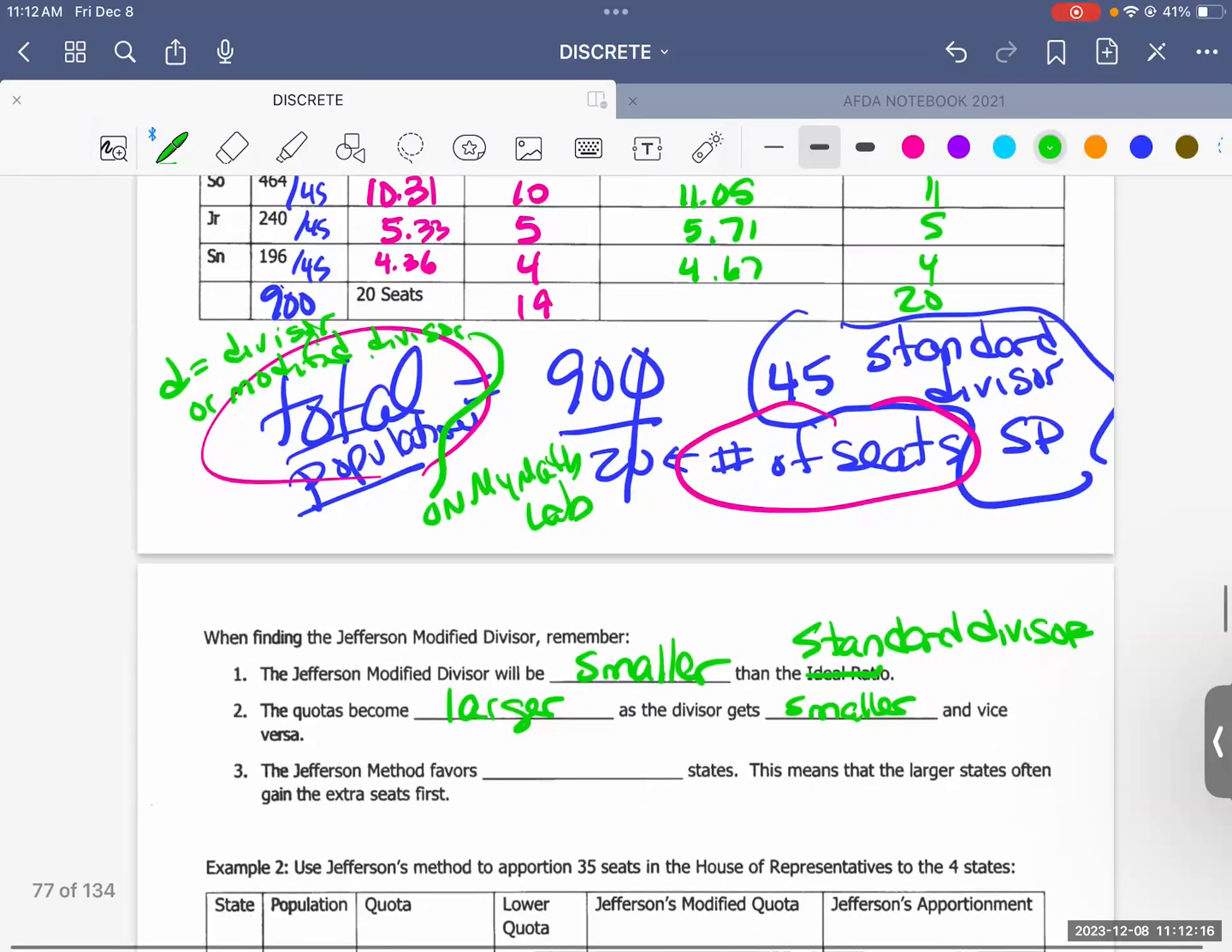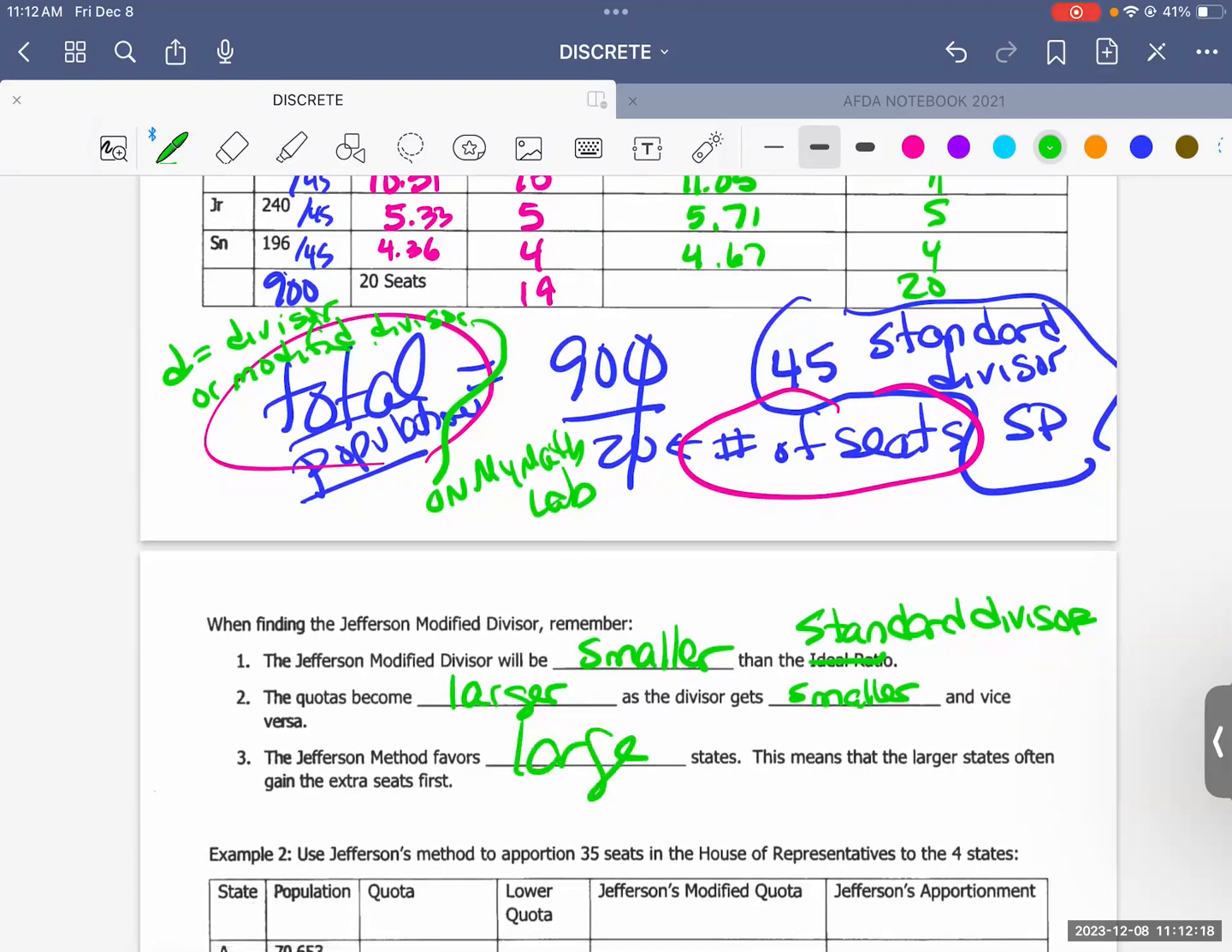The Jefferson method favors large states. This means that the larger states often gain the extra seats first.